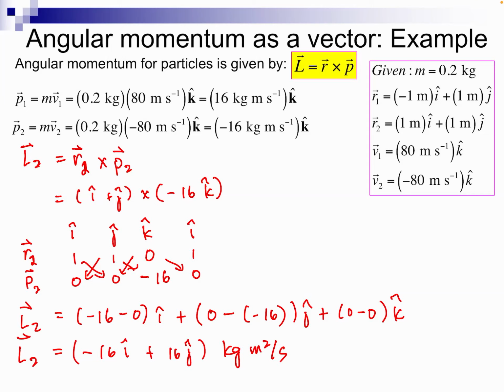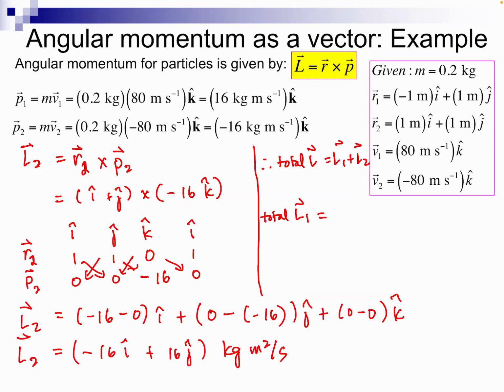Cool. All right. So I'm running out of space, so let me just do this part here. Therefore, the total angular momentum will be L1 plus L2. Okay. So we've solved for each of L1 and L2.